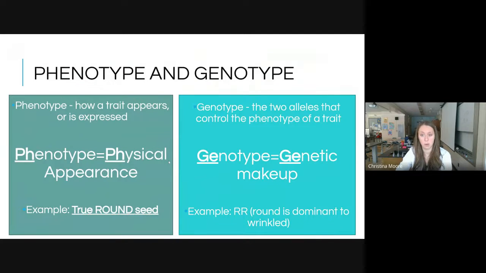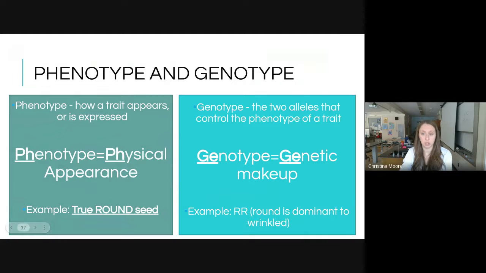The last two big vocab words that we'll be seeing a lot are phenotype and genotype. Phenotype refers to how a trait appears or is expressed. So phenotype is the physical appearance of something. The easiest way for me to remember that is that pH, phenotype, stands for physical appearance, pH. An example of that is a true round seed. So that's what I see with my eyes. That's the physical appearance, or the phenotype is true round seed.